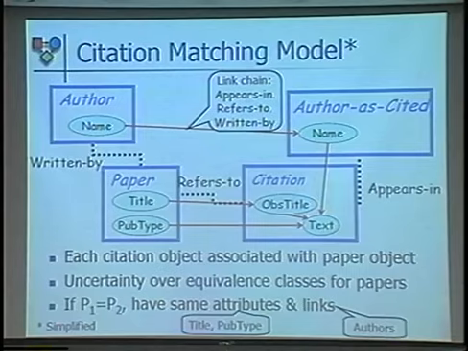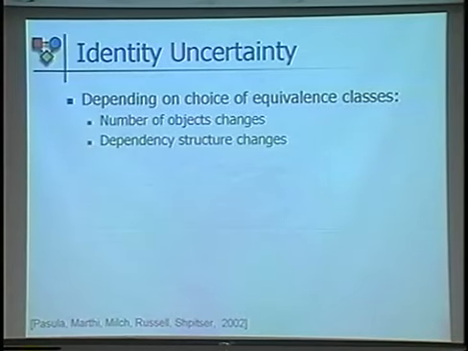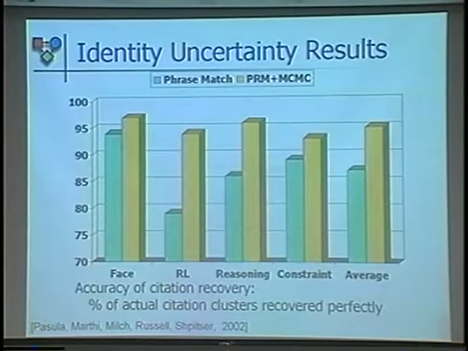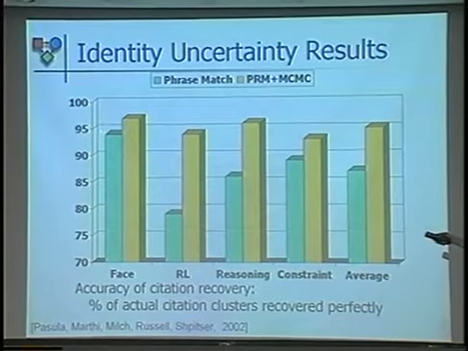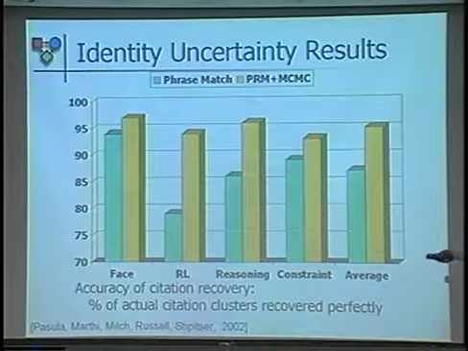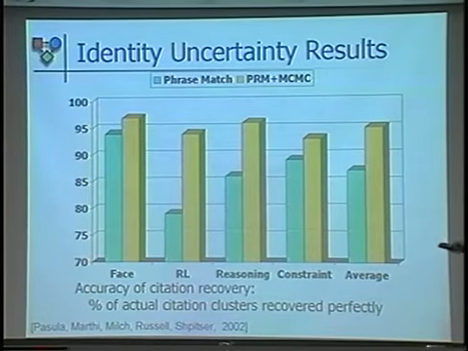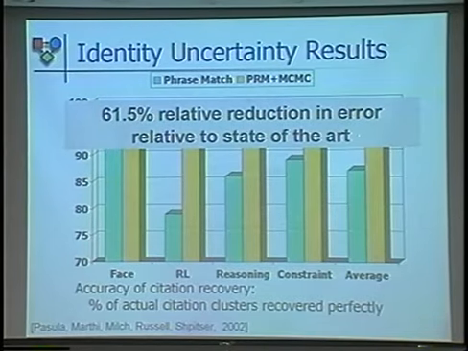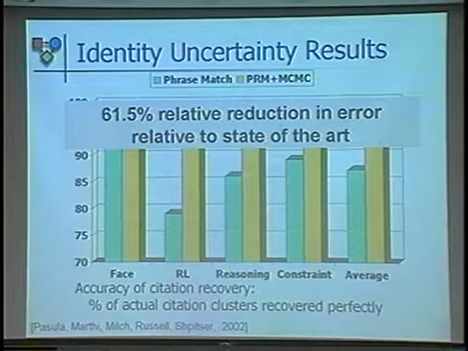It turns out that by doing this kind of probabilistic model, you end up with significant improvements in accuracy. This, by the way, is the opposite graph from what I showed you before. Here higher is better, as opposed to higher is worse. So this is accuracy relative to the state-of-the-art citation matching system. On average, you get a 61.5% reduction in error rate relative to the state of the art. So you can use these kinds of probabilistic models for reasoning about what's the same as what.